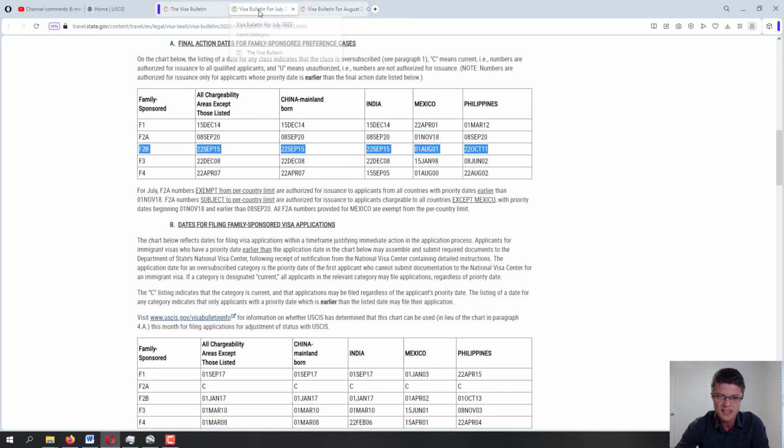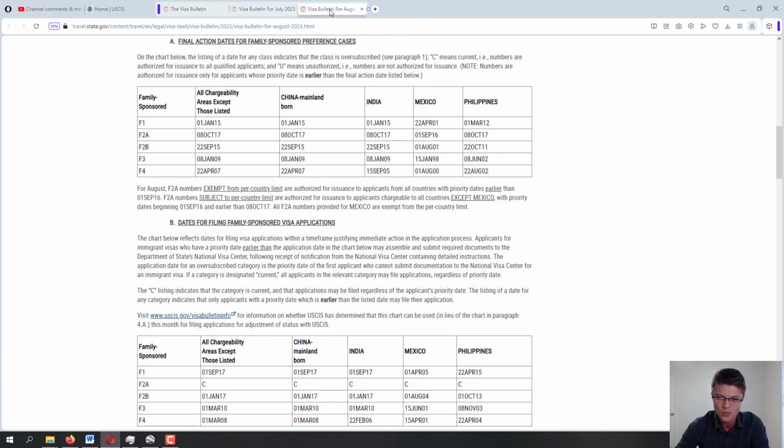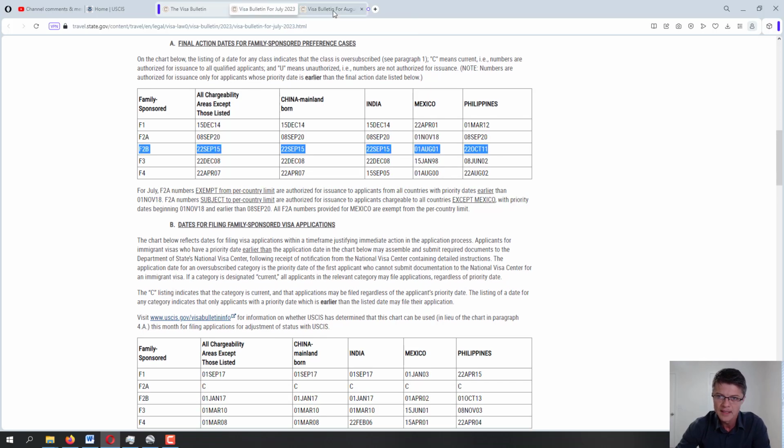For all chargeability, China is no movement as well. India, no movement. Mexico, no movement. And then Philippines, no movement at all. So looks like no changes for the F2B category. Okay, so let's move on to the F3 now.